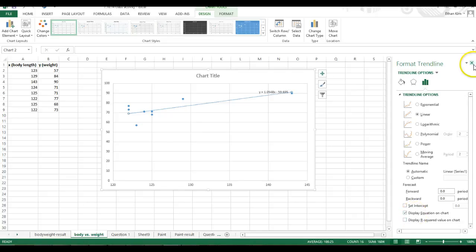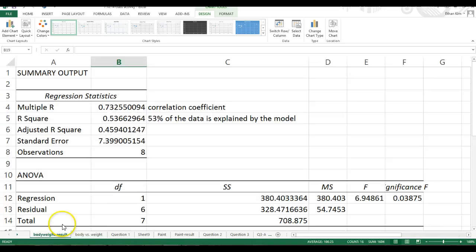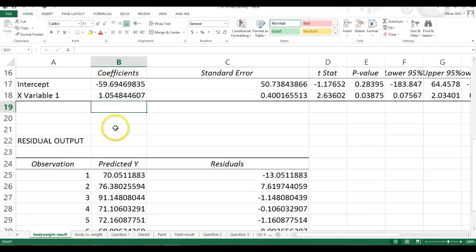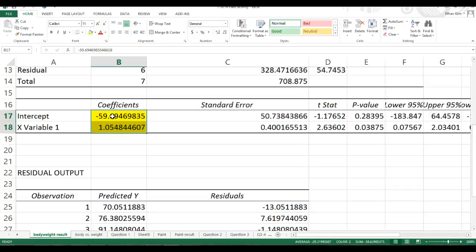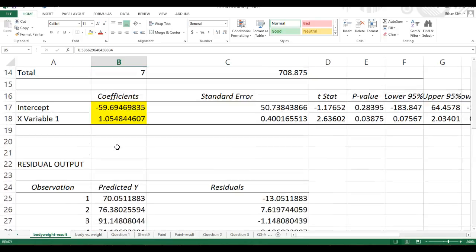If you click that, and I'm not sure if you can see, there is an equation given here, and that corresponds to the chart from here. So we just highlight these. These are the values we need, okay? And multiple R is the correlation coefficient, and R squared is always the percentage of data that is explained by the model, right? And I think that's about it for now.